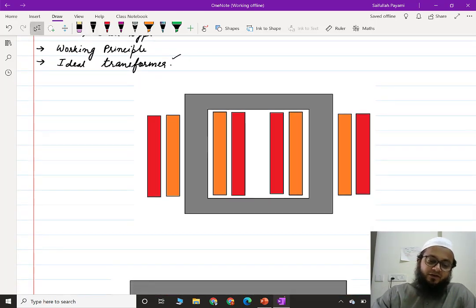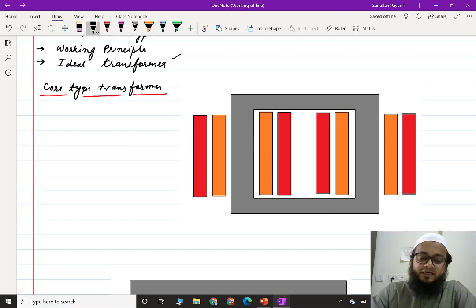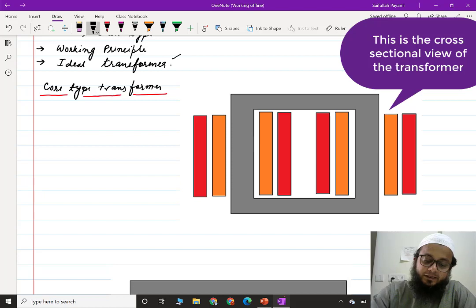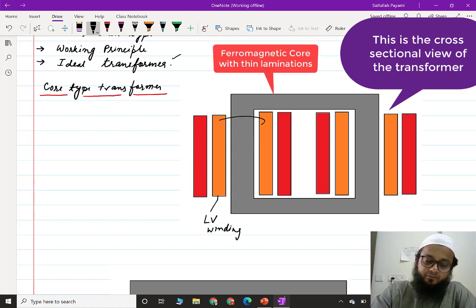So this very first figure which I am showing here is for a core type transformer. This is a single phase core type transformer. This one which I have shown here is a winding, and this is a low voltage winding, and it is wound in a circular manner.